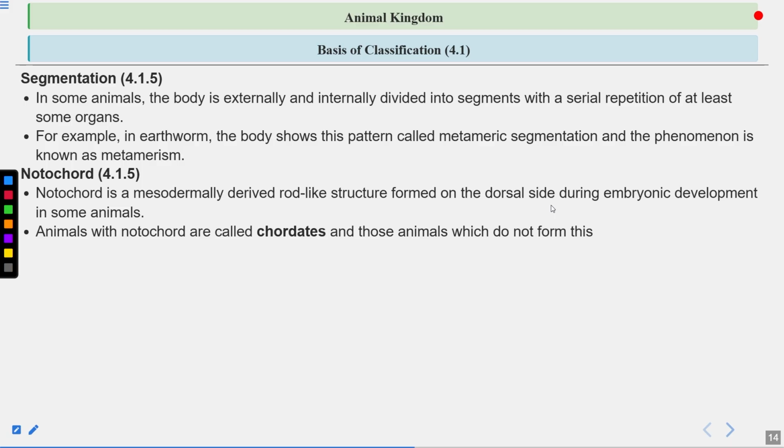And the animals in which the notochord is present are called chordates. And those in which it is not present are called non-chordates. Like from Porifera to Echinoderms, they are considered non-chordates. No notochord is found there.